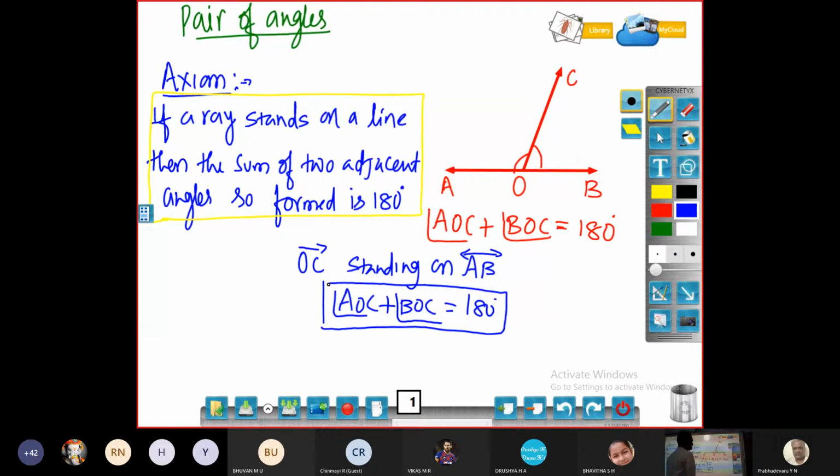So AB is a straight line. On this straight line, OC is a ray standing on it at point O. Then the angles so formed, angle AOC and BOC, should measure 180 degrees. Here, the given thing is that a ray stands on a line, then the two adjacent angles so formed measure 180 degrees. You can interchange what is given and what is the conclusion. Here the given is that a ray stands on a line, and the conclusion is that the adjacent angles so formed measure 180 degrees.